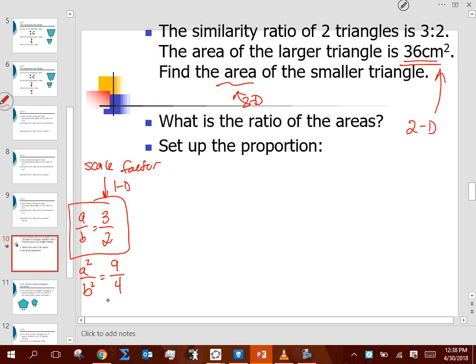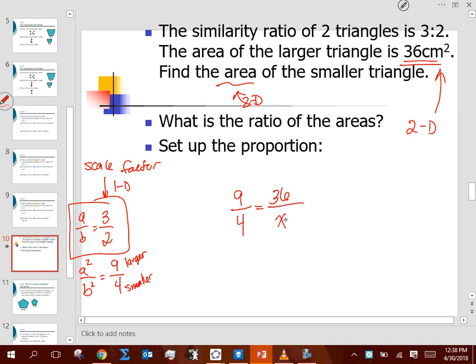9 over 4, right? That is the area relationship between the larger figure and the smaller figure. That's how their areas relate. So now if I know that they relate in a 9:4 relationship, and I know that the larger one is 36 centimeters squared, do I have the ability of finding the smaller one?